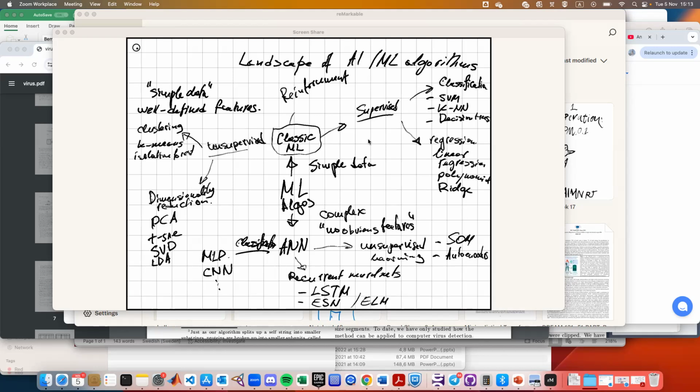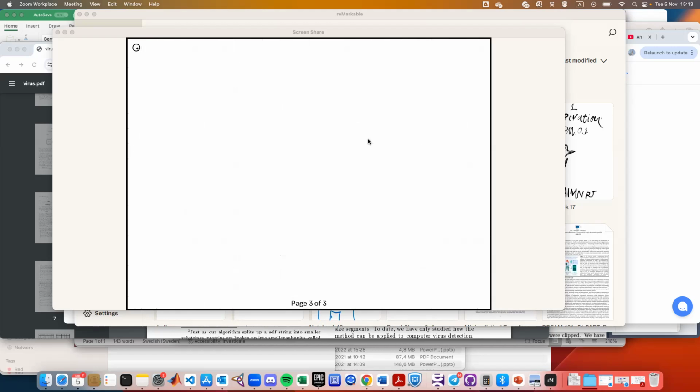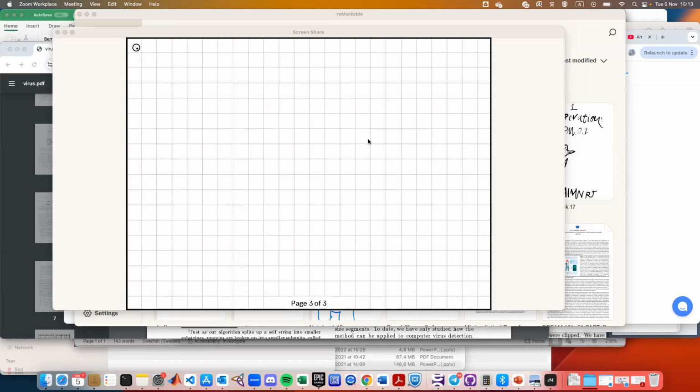So let us talk now about the general approach to solving a machine learning task, to create and evaluate a data-driven model.